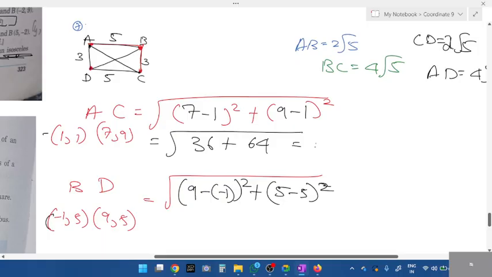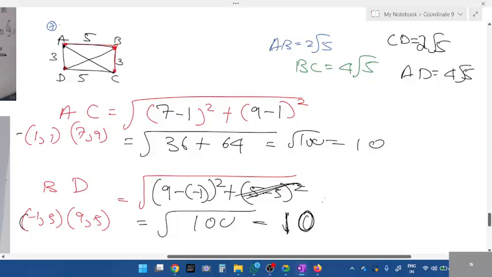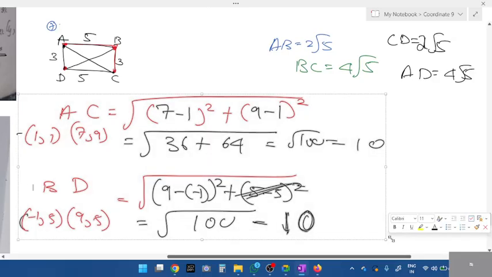The square root of 100 is 10. Very good. Next, BD. This becomes 0, students. 0. Just ignore this. 9 plus 1 is 10. What is 10 square? 100. What is root 100? 10. Did we get all the values now? AC 10, BD 10. All of you completed? Complete. Write it.